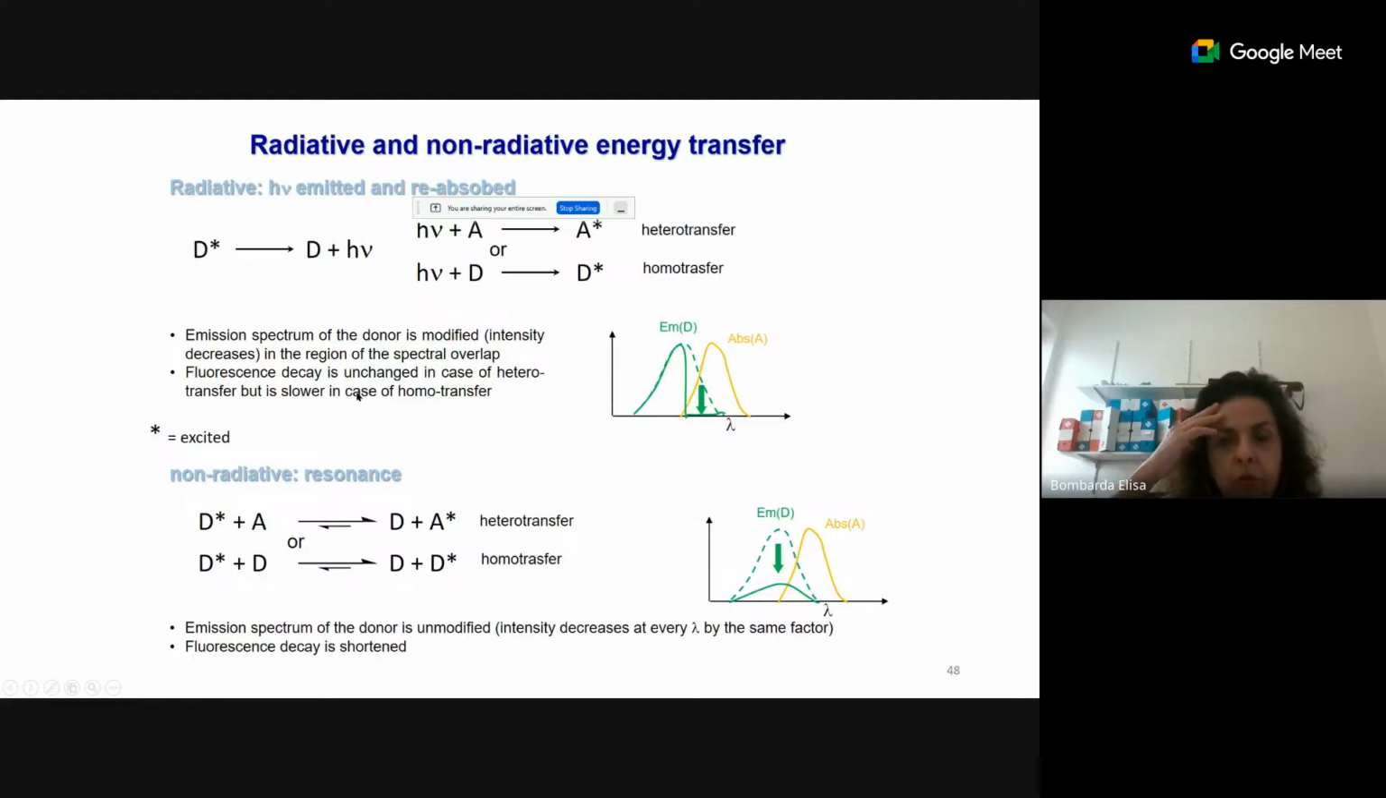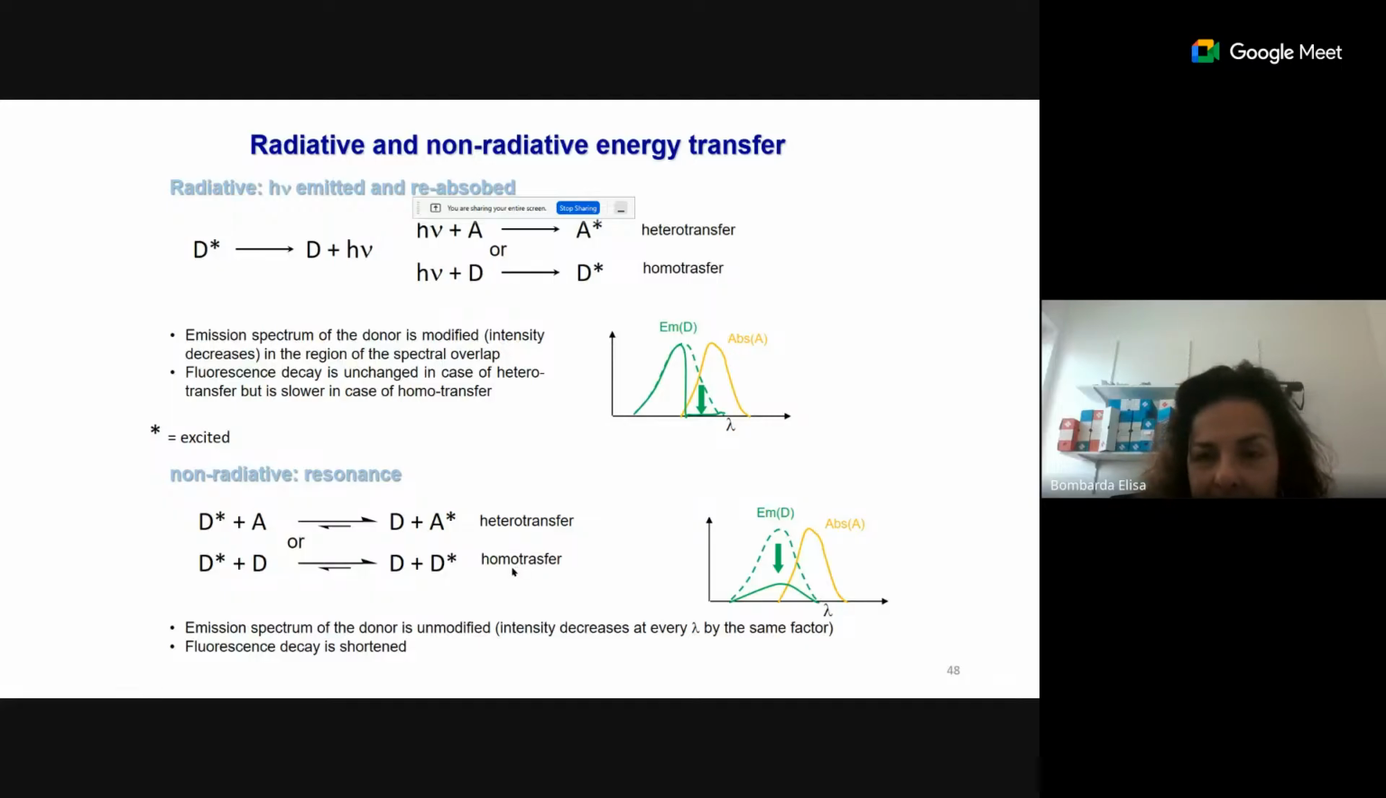So yes, I already put also the spectral characteristics. So in non-radiative resonance, instead, as you see, there is a transfer, and the photon is not appearing here. There is the donor that is excited together with a ground state acceptor, and then we have the donor in the ground state and the acceptor in the excited state, in case of heterotransfer, and among two donor molecules in case of homotransfer.